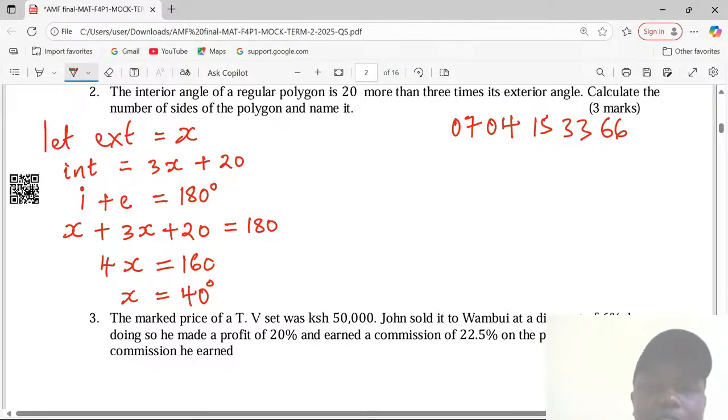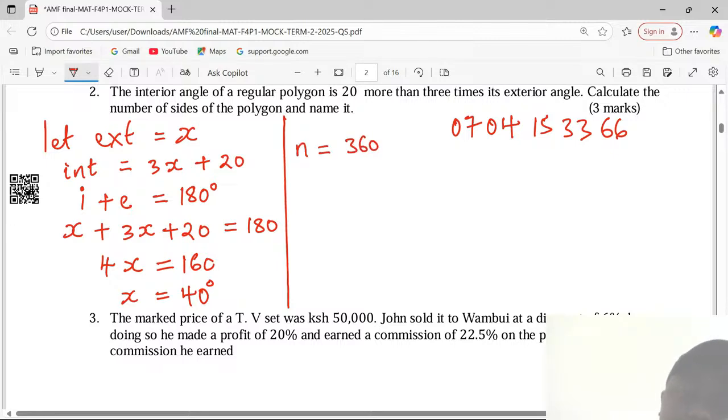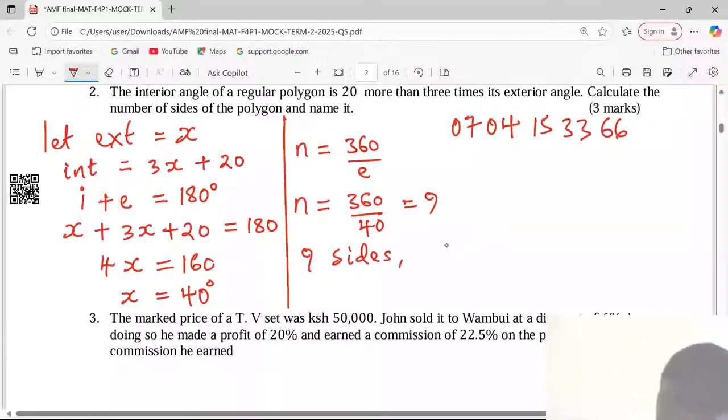If the value of the exterior angle is 40, ladies and gentlemen, we can now talk about what? We can now talk about the number of sides being given by 360 out of the size of an exterior angle. So the number of sides shall be 360 out of 40, giving us 9. So this polygon has 9 sides, and definitely the name shall be nonagon. So the name is nonagon. The sides are 9.